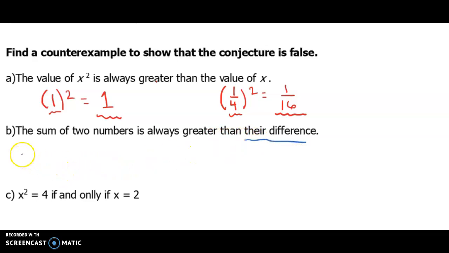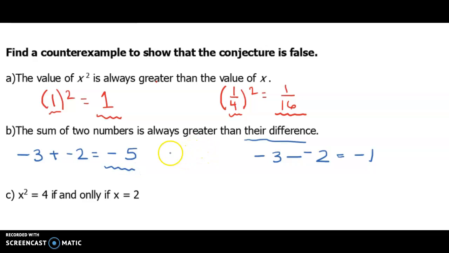So what if I have -3 and 2? -3 plus -2 is -5. And -3 minus a -2 equals, now remember when you have a minus and a minus, it becomes a plus. So -3 plus 2 is -1. All right, so is -5 greater than -1? No, it's smaller than it. So that would be a counterexample.